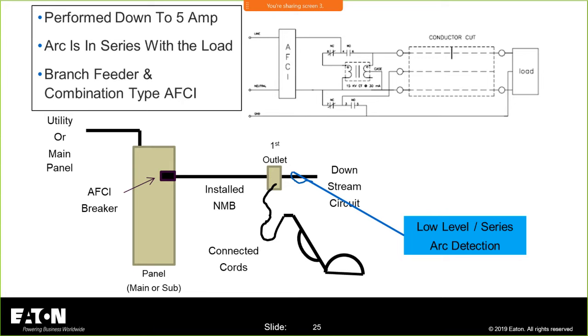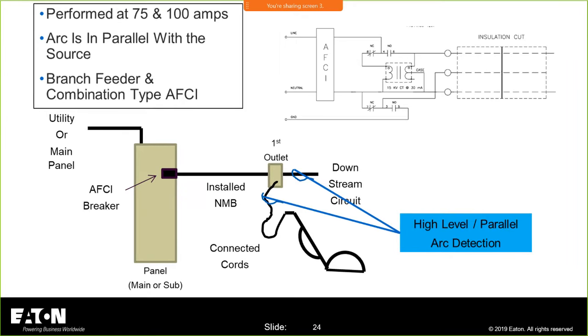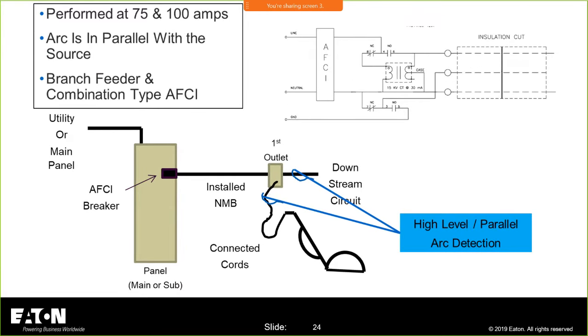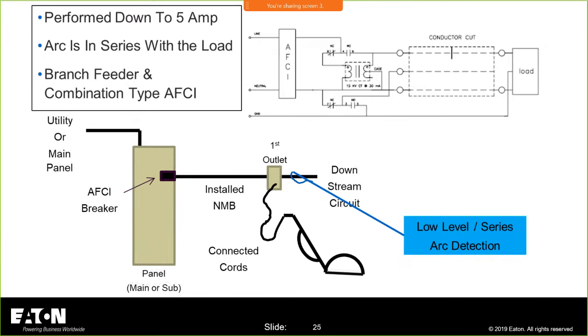So far, we have the guillotine, right? We have the guillotine, which is a parallel arc at 75 amps. We have the carbonized path test, which is at 75 amps. And then we have this series arc down to 5 amps. The branch feeder and the combination type do all of that.